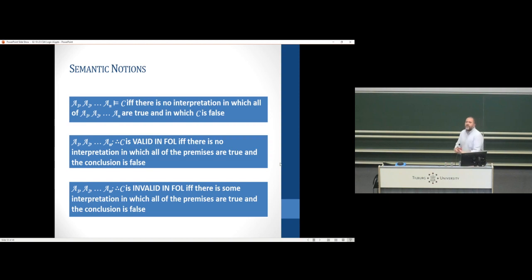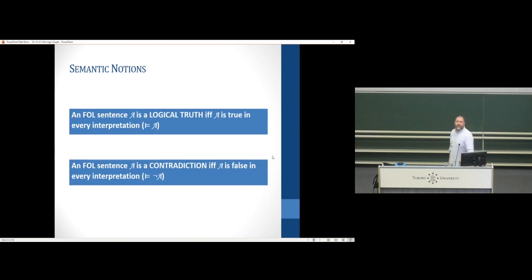Okay, so this is the first big payout of interpretations. We can test for validity by constructing interpretations. You can already guess what a bunch of the other ones are going to be. We're going to have notions similar to joint consistency and inconsistency, and then necessary truth, necessary falsehood, and contingent. It's going to be the same notions as we had before. So we can say an FOL sentence is a logical truth if and only if there's no interpretation where it's false.